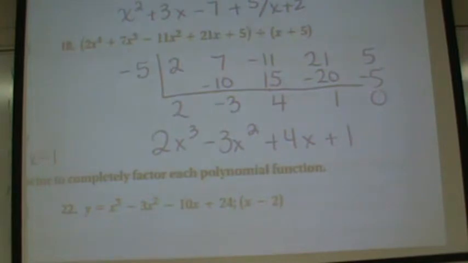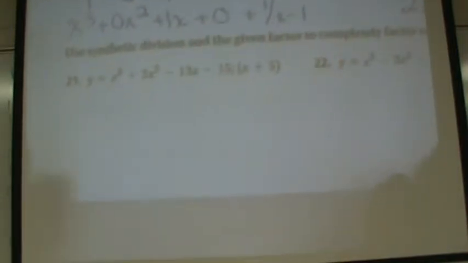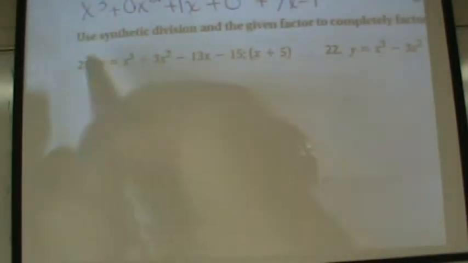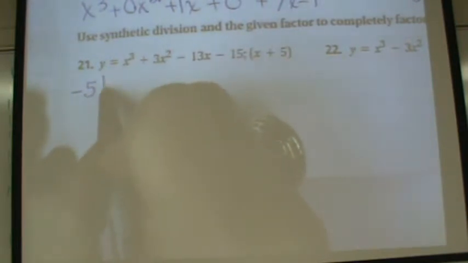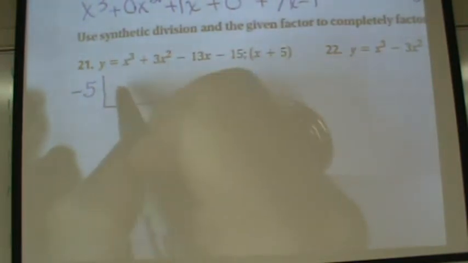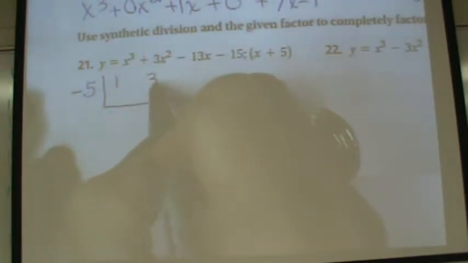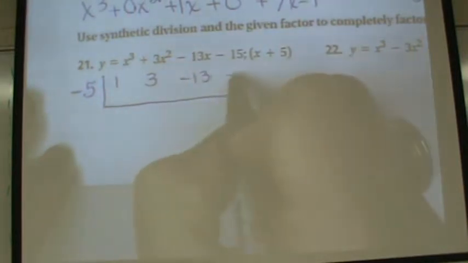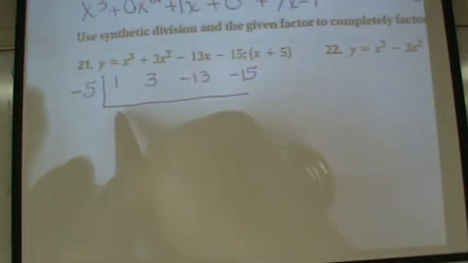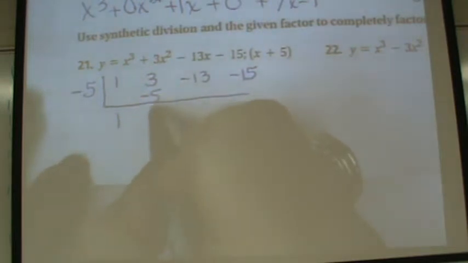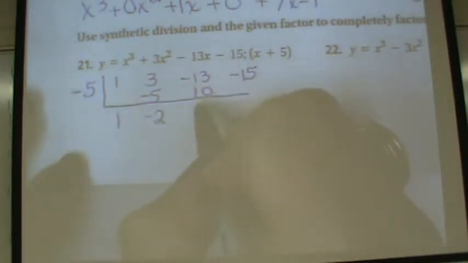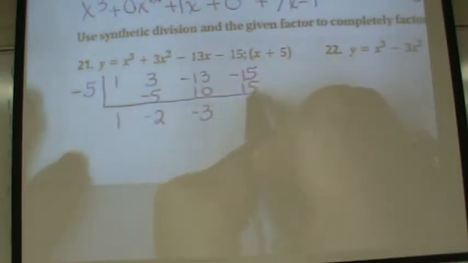No remainder. The next two want you to factor this completely. So if you took a negative 5 and you use synthetic division, you'd have a 1, a 3, negative 13, and negative 15. You end up bringing 1 down, negative 5, negative 2, 10, negative 3, 15, 0.